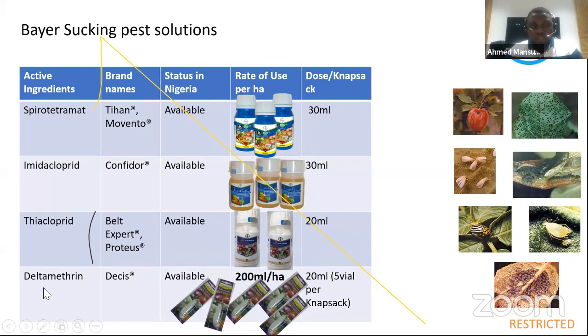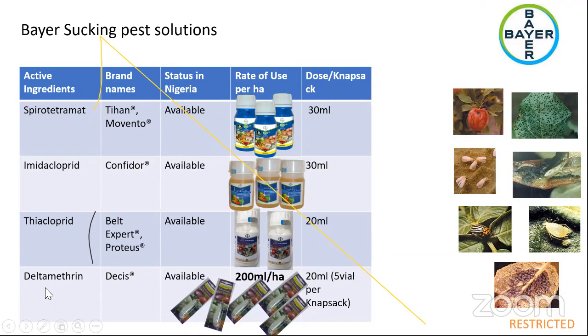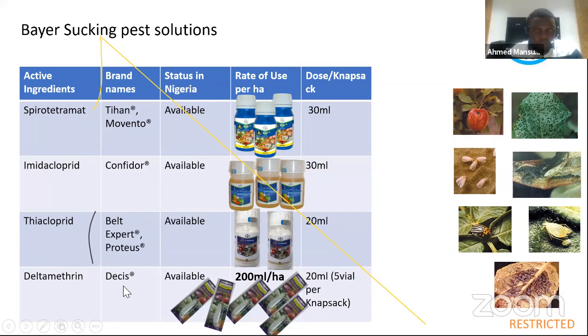The fourth one is deltamethrin. We sell it as Decis. This also is registered in Nigeria and is available. We recommend 200 mils per hectare. It comes in 4 ml vials, like a small syringe, 4 mils. So 5 of those will take care of 1 hectare, 1 knapsack for you.